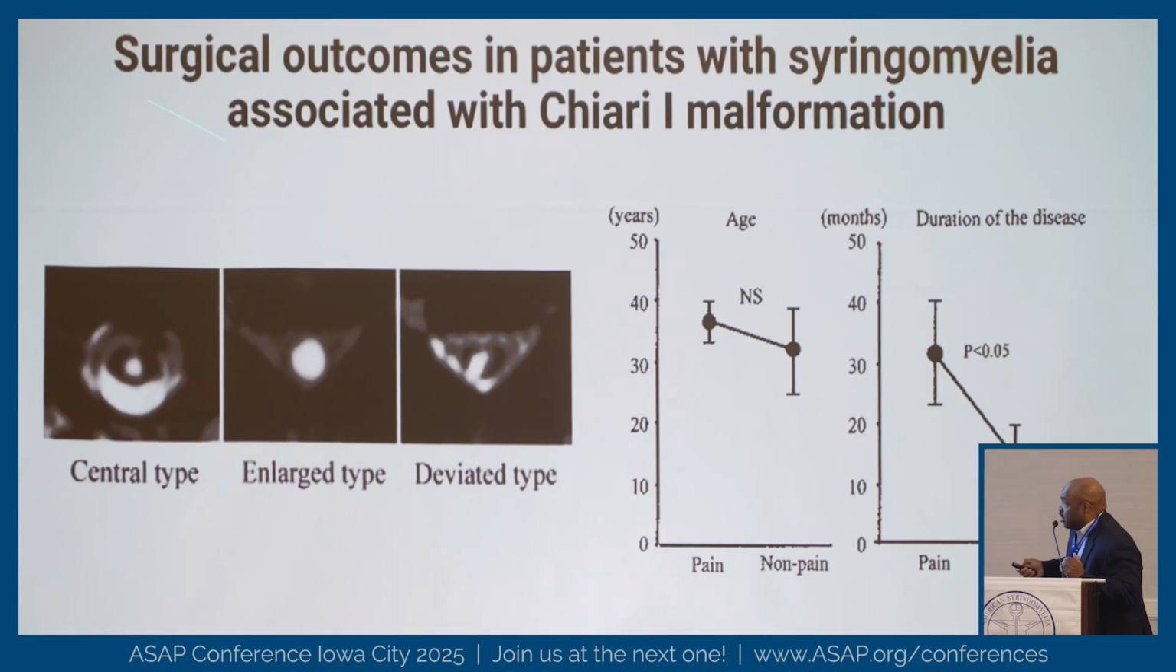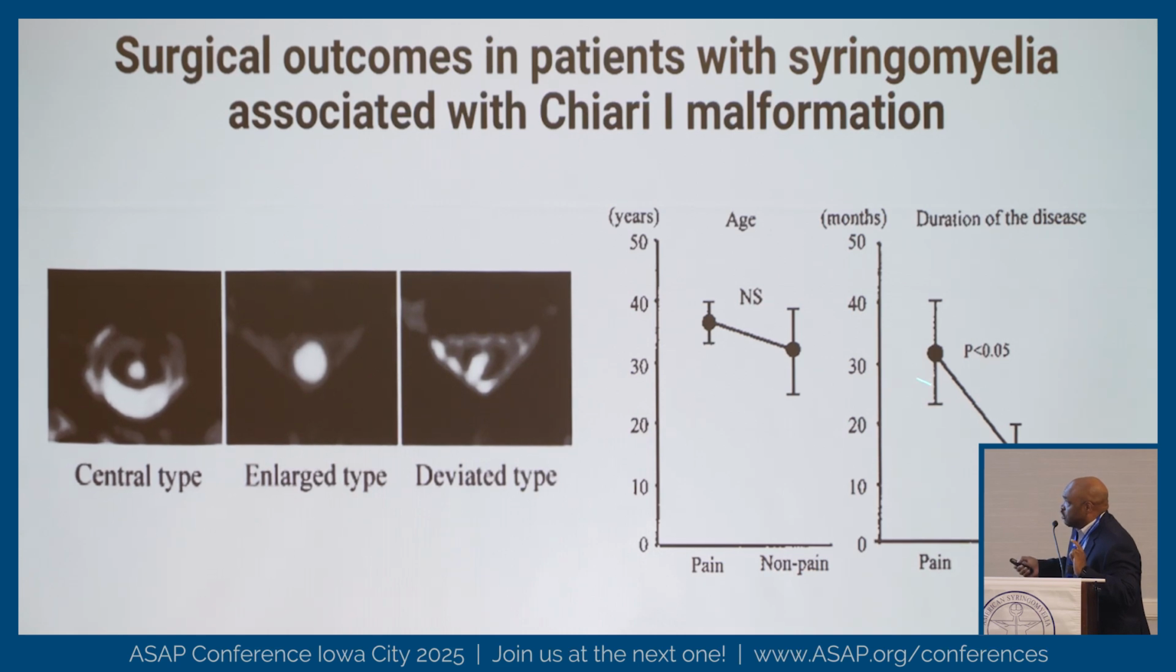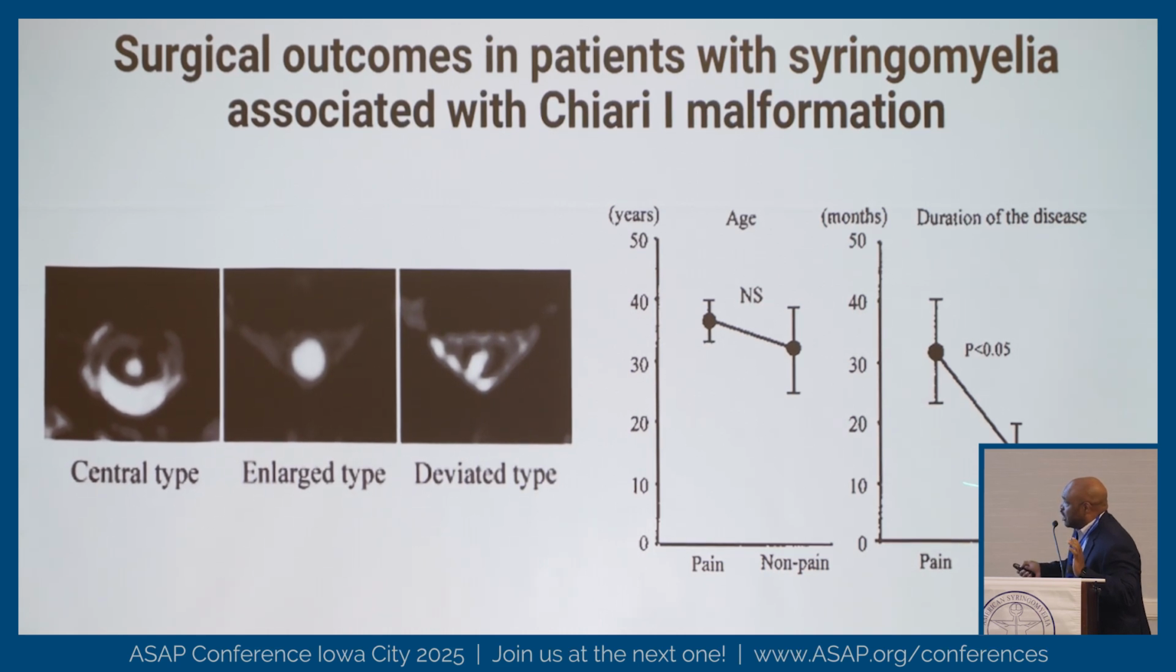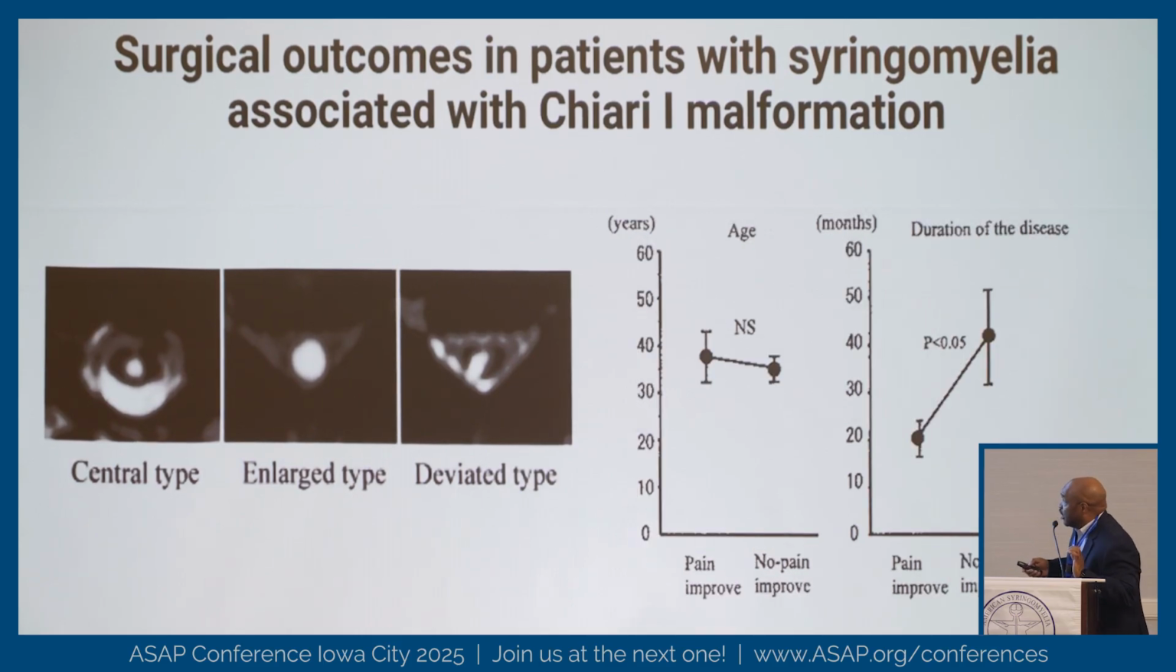According to this, for people with pain and no pain, the people with a longer duration of disease, 30 months or so, have pain. In general, people with no pain have a shorter duration of disease. Okay? And then when you talk about people who improve or don't improve with interventions, this is for post-fossa decompression for a person with a syrinx. The people who don't improve have a longer duration of disease before they're treated.